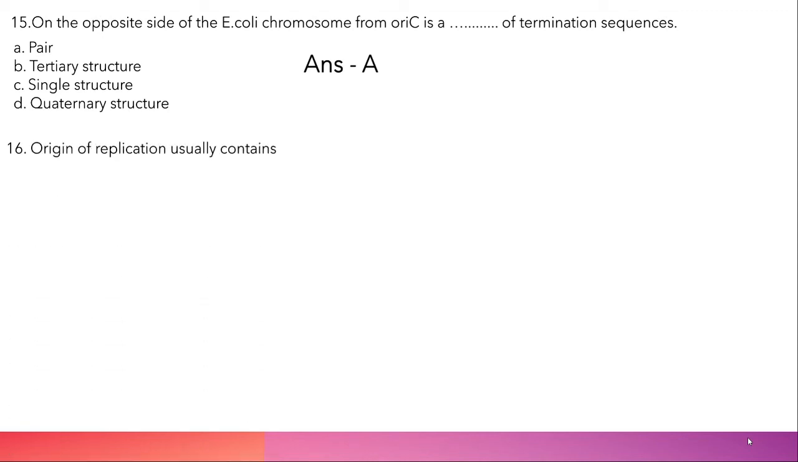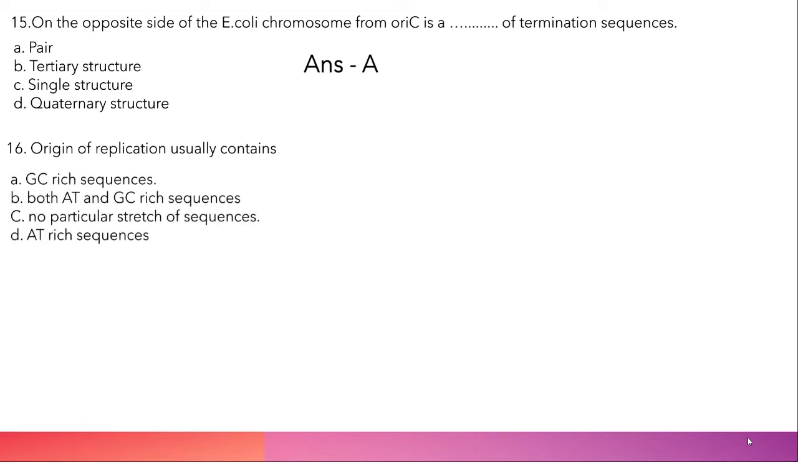The 16th question is, origin of replication usually contains A, GC rich sequence, B, both AT and GC rich sequence, C, no particular sequence, and the fourth one is AT rich sequences. The correct option is D, that is AT rich sequences.